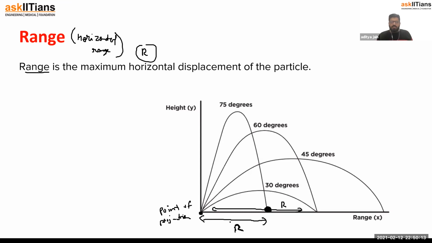So the distance between the point of projection and the point where the projectile strikes the ground is defined as the horizontal range of the projectile. Or you can also say the maximum horizontal displacement of the particle along the ground. That is defined as range or horizontal range. So you can see this is the horizontal range. This is the distance along the horizontal.